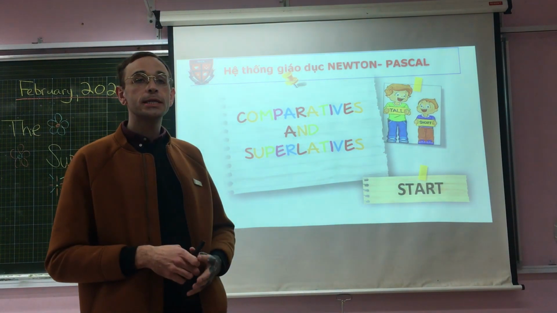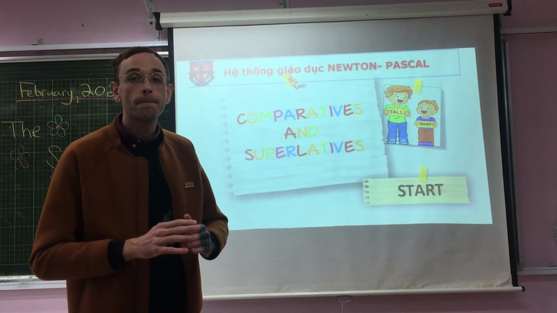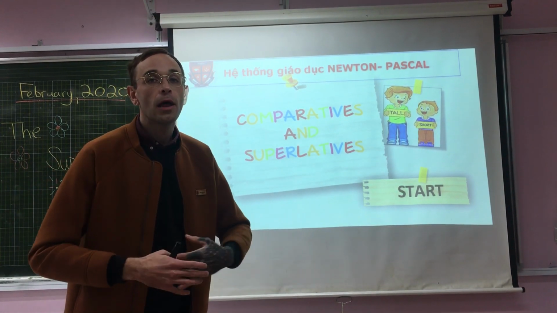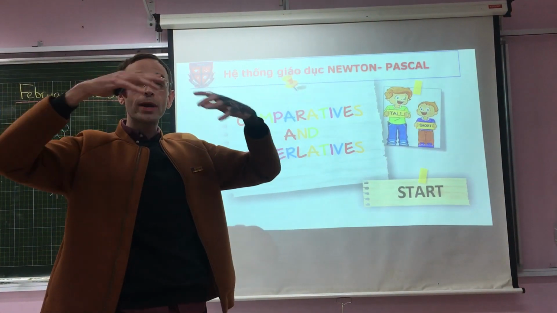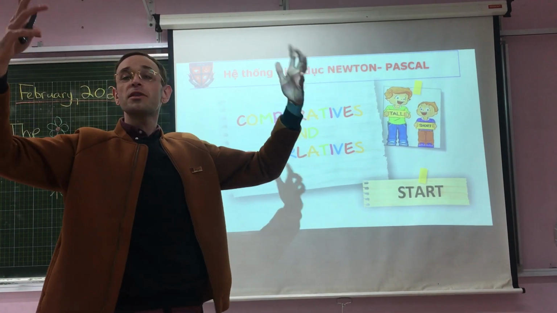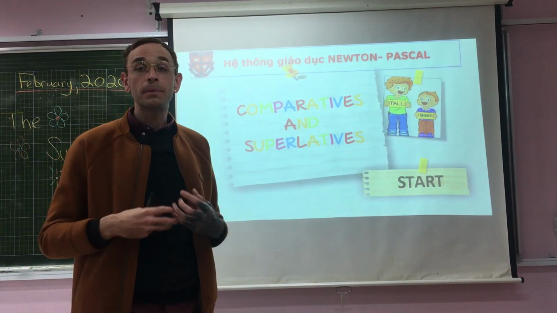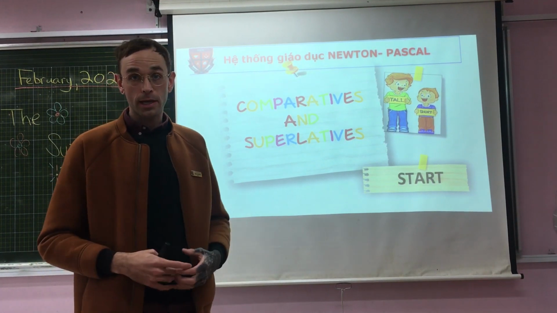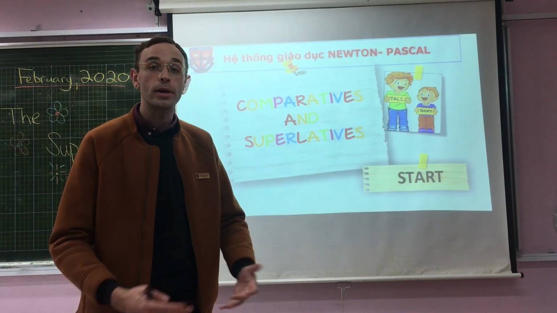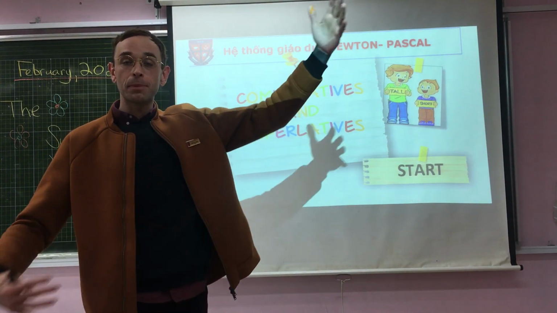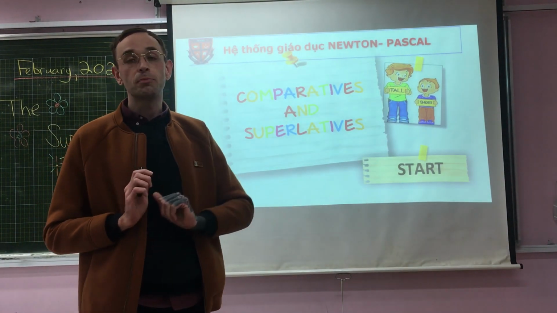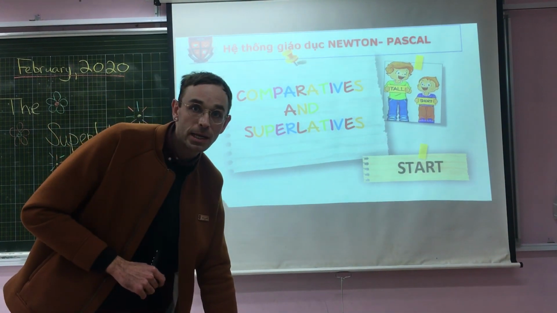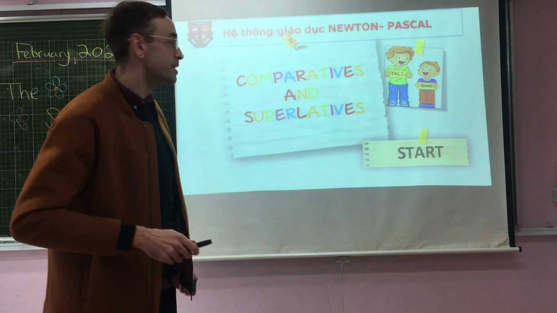Remember, the superlative can go multiple ways. It can be the most, the greatest, the biggest, the fastest, or it can be the least, the smallest, the youngest, okay? The shortest, the slowest. Both of these are examples of superlatives. The superlative doesn't just have to be up here, it can also be down here. All right, let's begin.